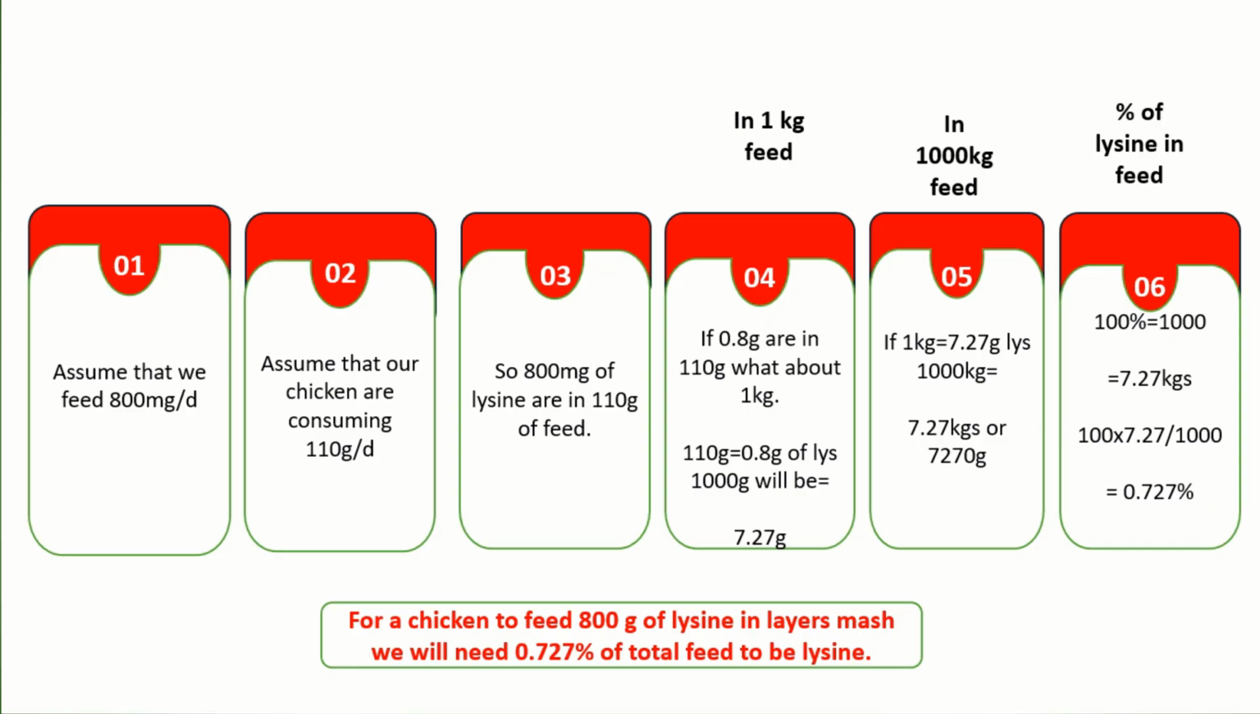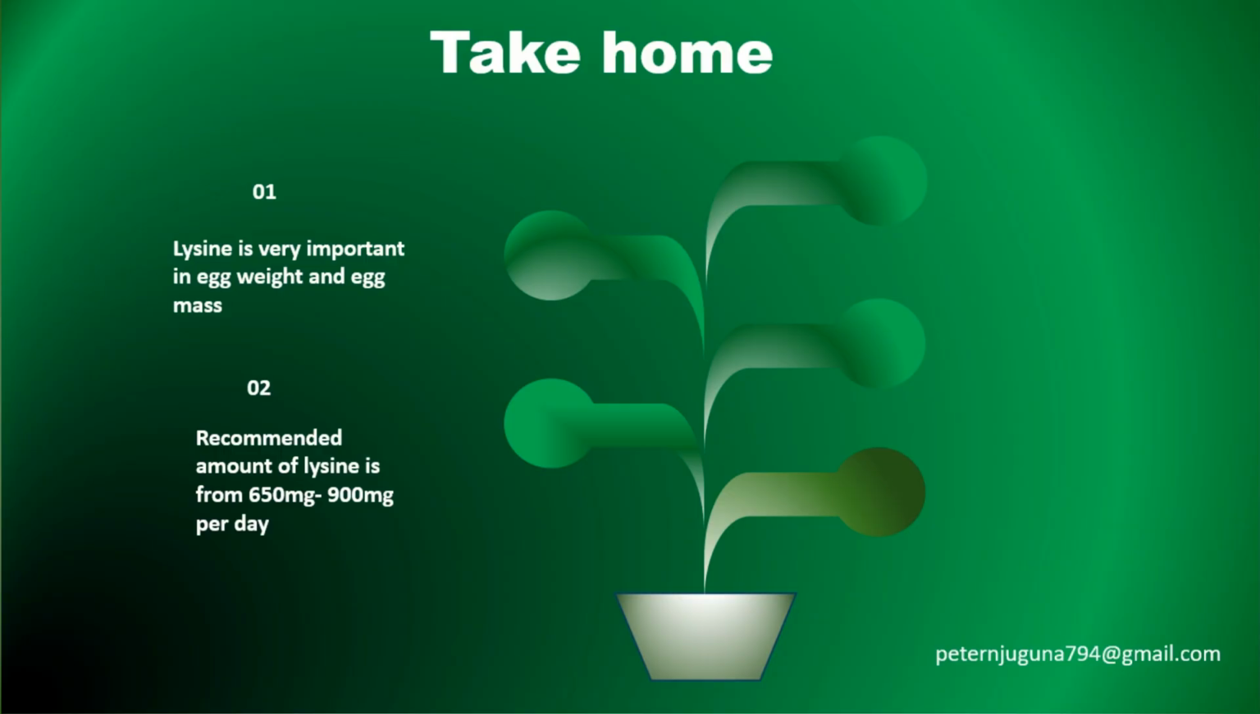In the feed where the chicken is consuming 800 milligrams per day, the percentage will be 0.727. So we can conclude, and we can have our take homes. One take home is lysine is very important in egg weight and egg mass, and that is going to affect the size of the egg.